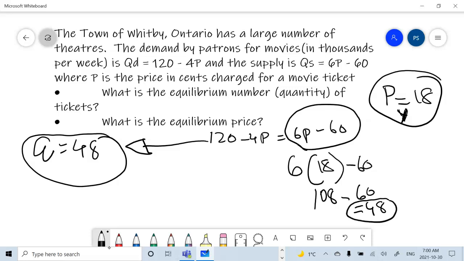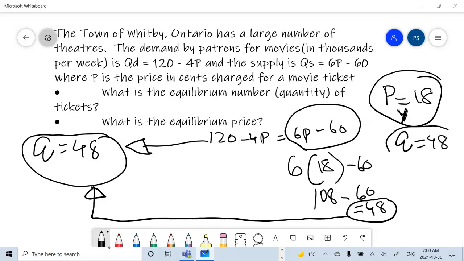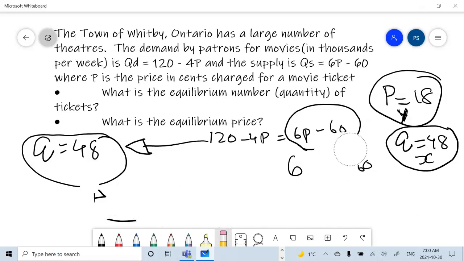As you can see, this number is matching with this number, and hence you got the right number. So what you're going to do here is just put down Q equals 48. This is your x-axis.